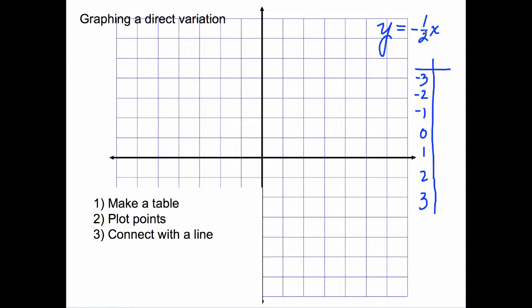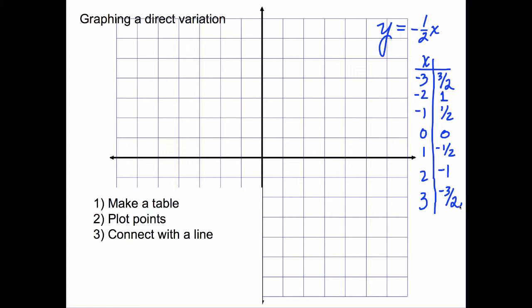So, -3 times -1/2 is 3 halves. -2 times -1/2 is 1. And I'll fill in the rest of the table for you really quickly. Okay, there you go. So we made a table.